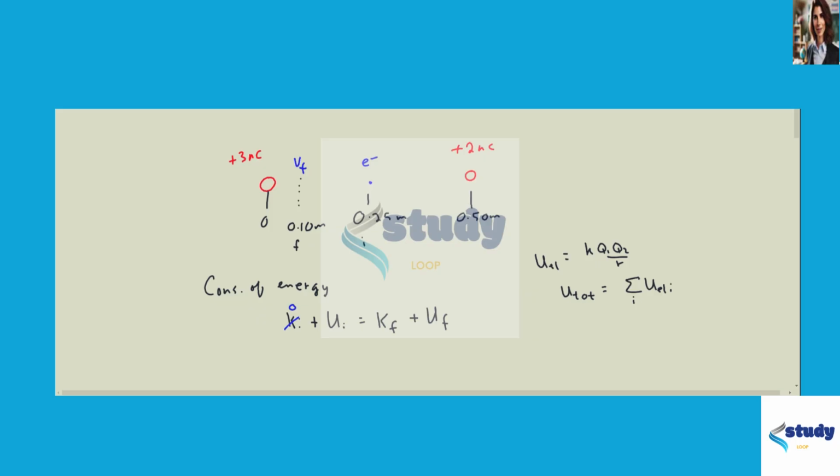So let's calculate the electric potential energies by themselves. The initial electric potential energy is going to have two terms to it. There will be the electrical constant times the charge on the electron, and then first the 3 nanocoulomb charge over that distance, which is 25 centimeters or 0.25 meters. And then there will be a similar term for the second charge of 2 nanocoulombs.